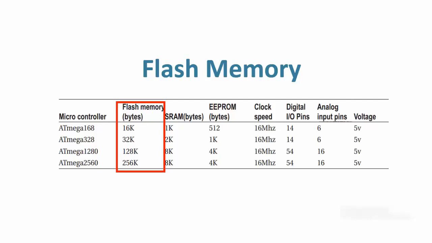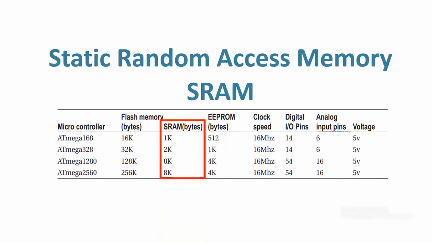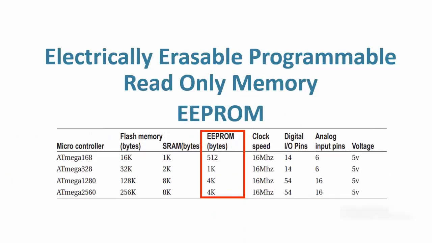Another factor you must consider is SRAM, or static random access memory. It is the memory in which program variables are stored during program execution. This data is volatile, which means that data is usually lost when power is removed from the board. The next factor you need to keep in mind while selecting a microcontroller is electrically erasable programmable read-only memory, or EEPROM. It is a memory which is used to store configuration or other types of information that are needed when the system powers up.